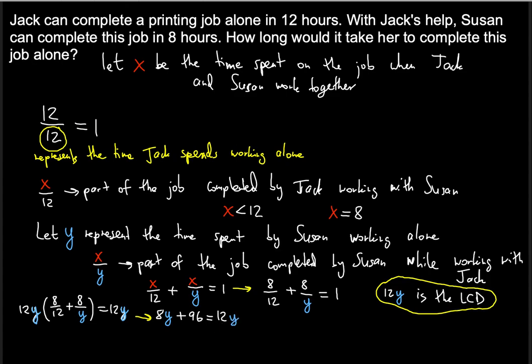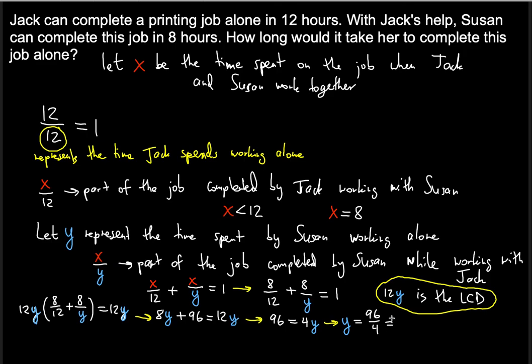Okay, so that becomes easier now. We know how to solve for y. Subtracting 8y on both sides will give you 96 is equal to 12y minus 8y is 4y. So that means divide both sides by 4 will solve for y. So y is equal to 96 divided by 4, right? Which is equal to how much? 96 divided by 4 is going to be 24.